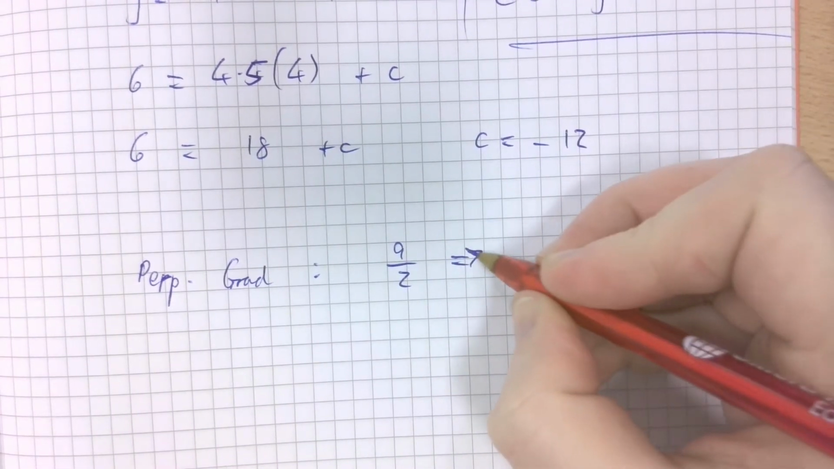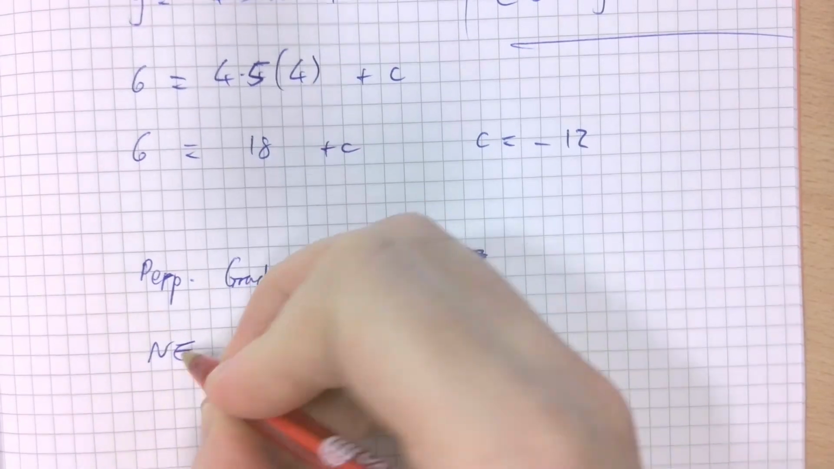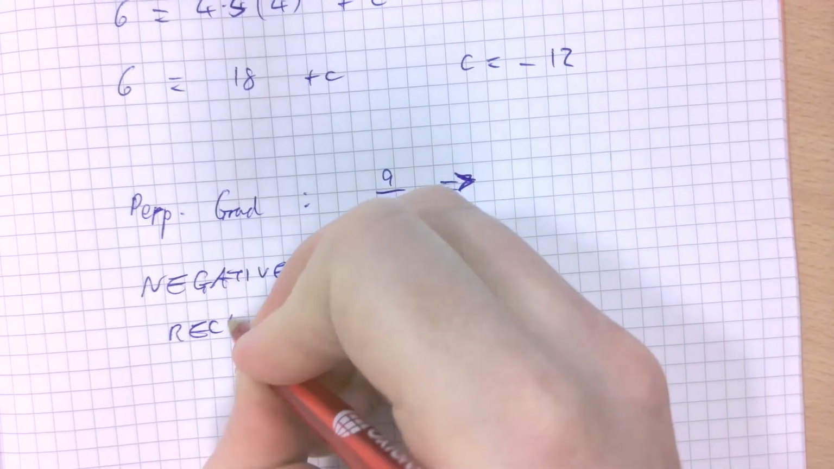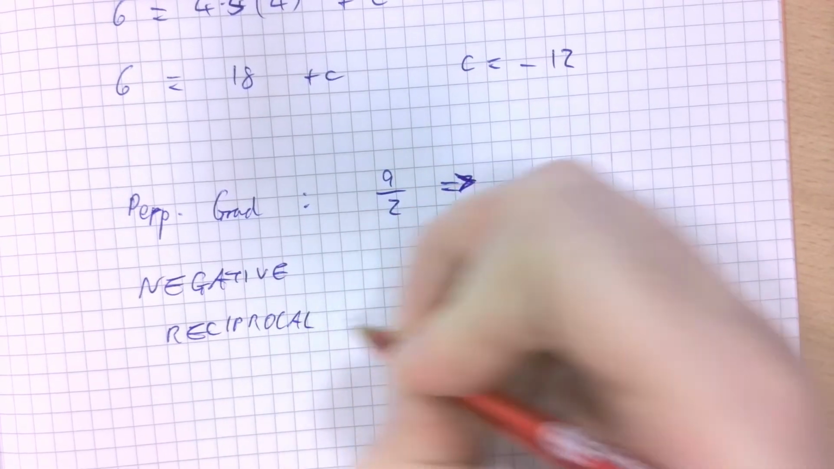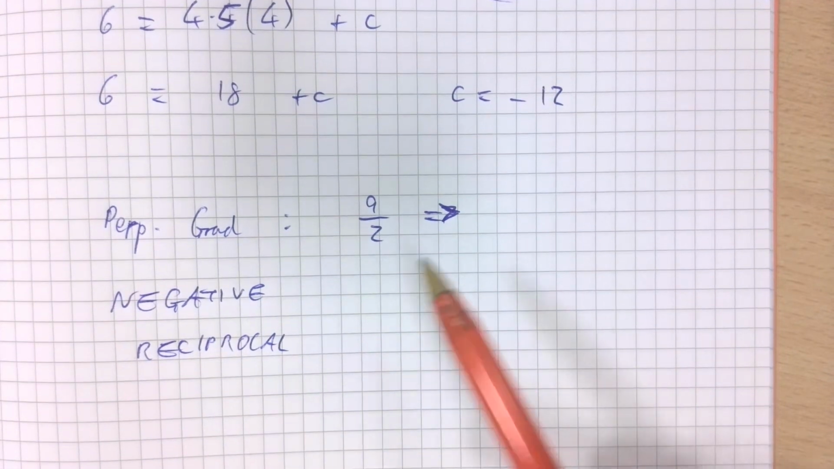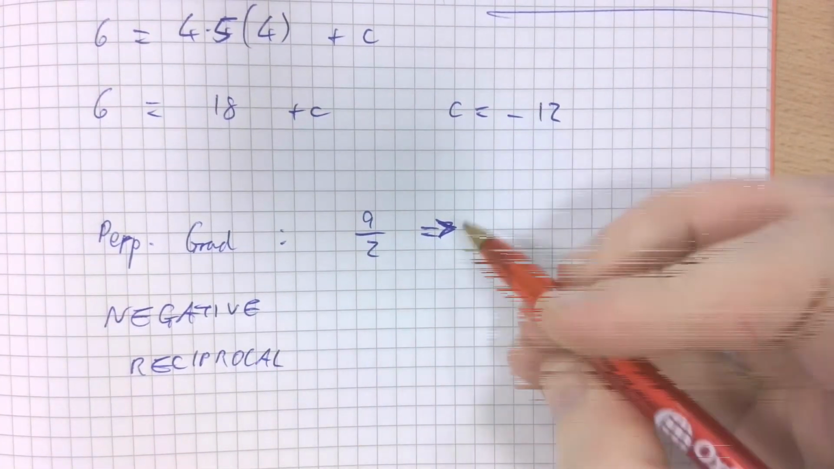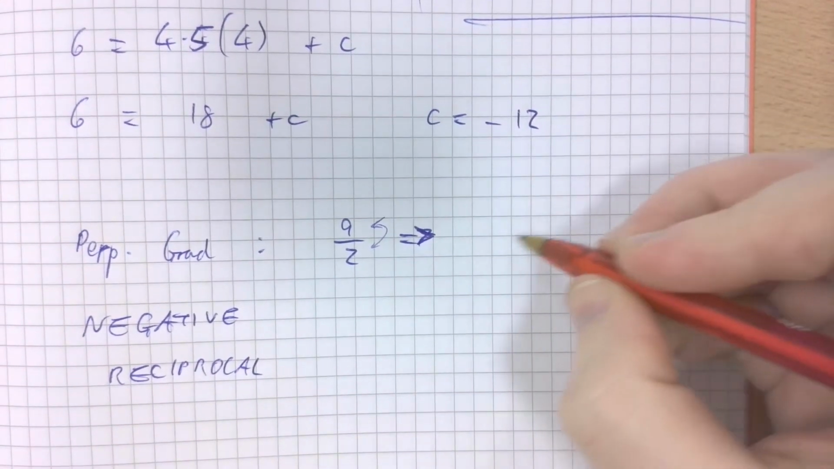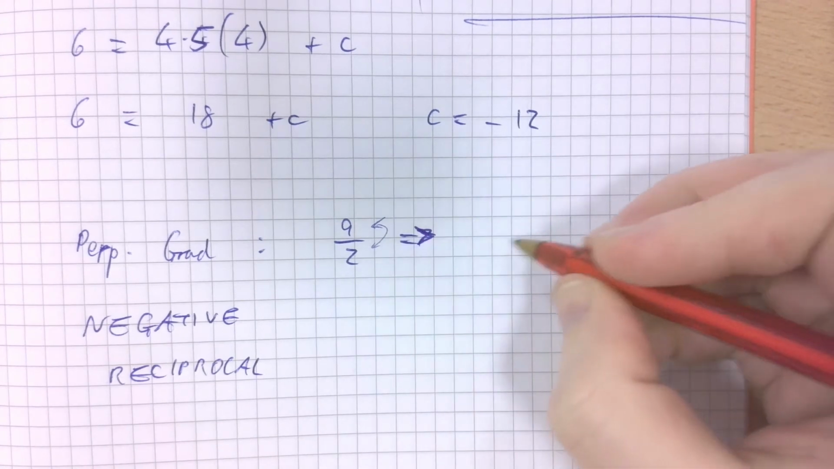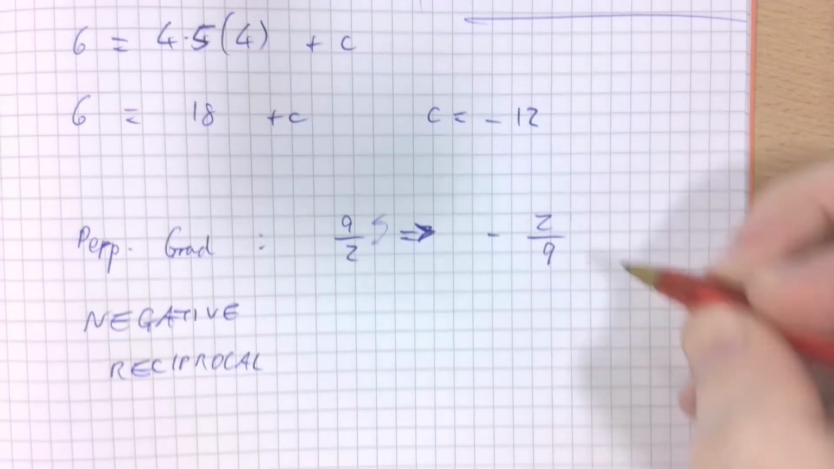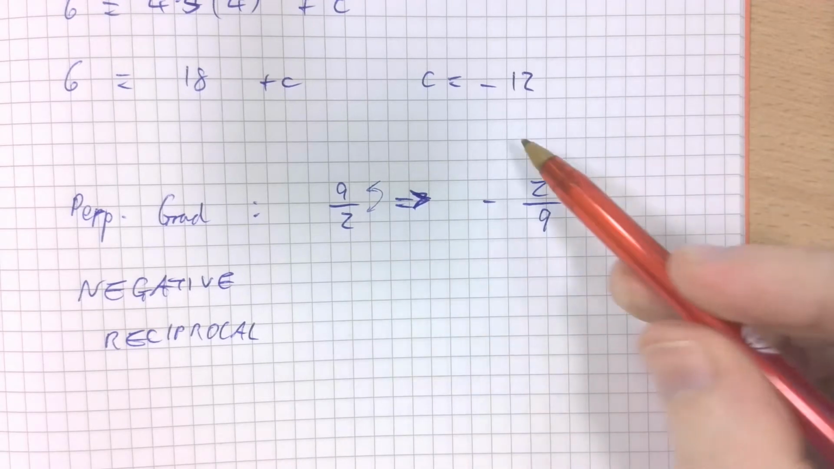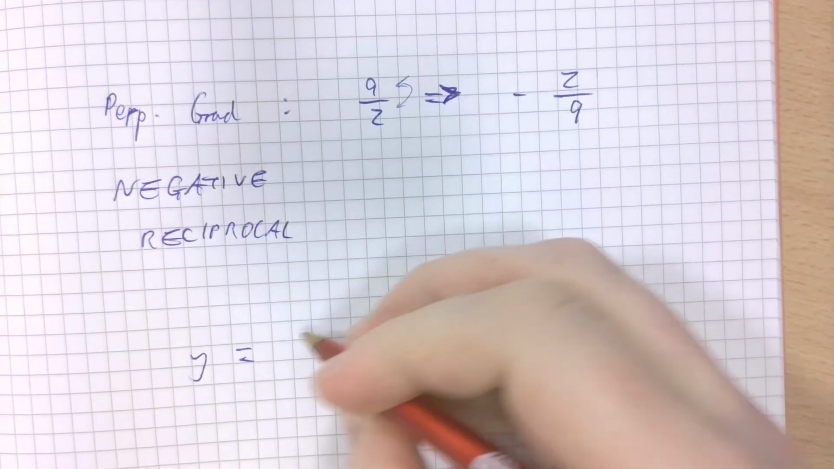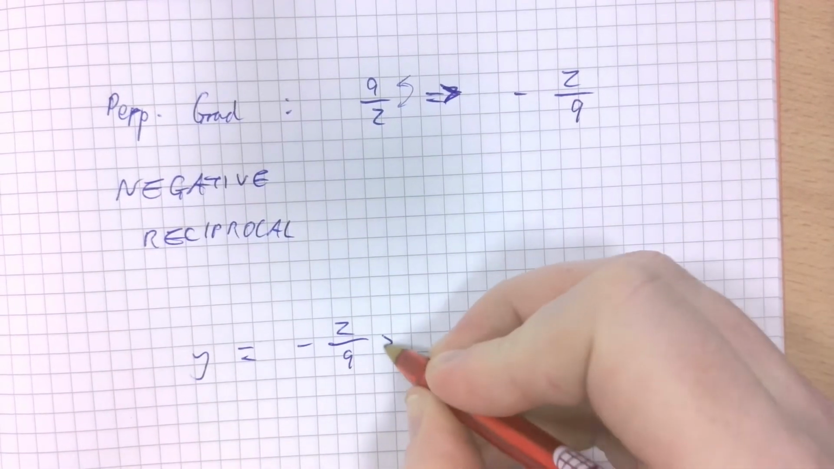remember how we find the perpendicular gradient of anything. We find what we call the negative reciprocal. That will always be perpendicular to any gradient that we've got, as in meets at 90 degrees. What I mean by that is swap the top and the bottom of the fraction around and then make it negative. So the perpendicular gradient of 9/2 is negative 2/9. Okay? That's huge for this question. Really significant. So again, y equals mx plus c, or minus 2/9x plus c.